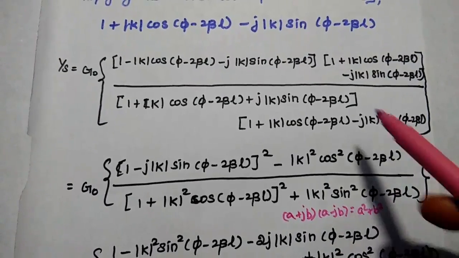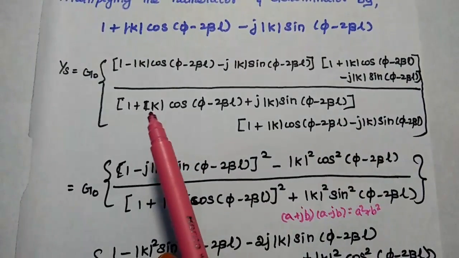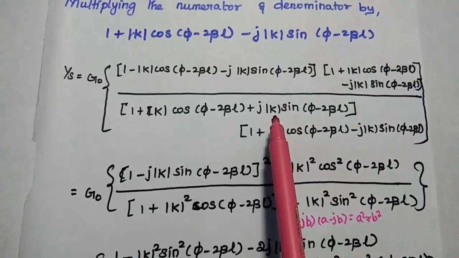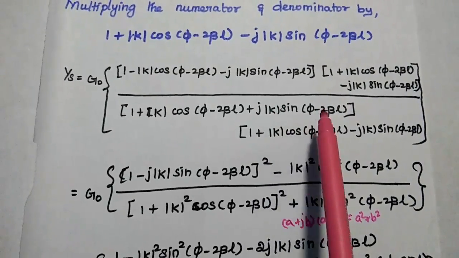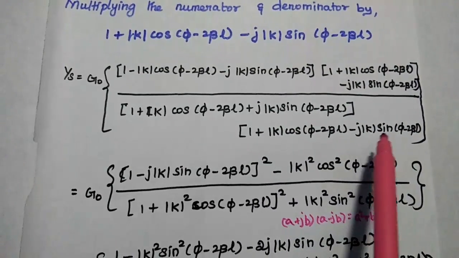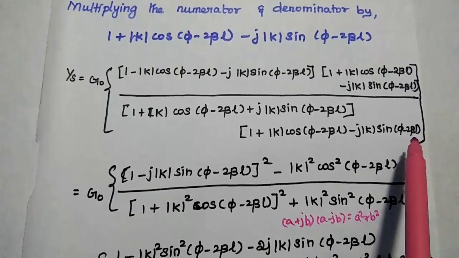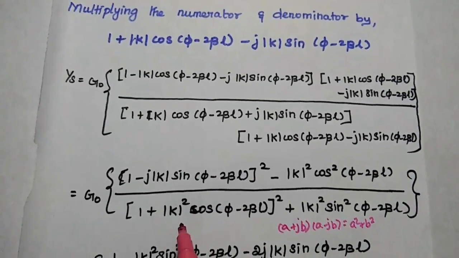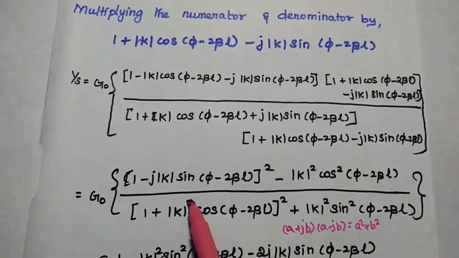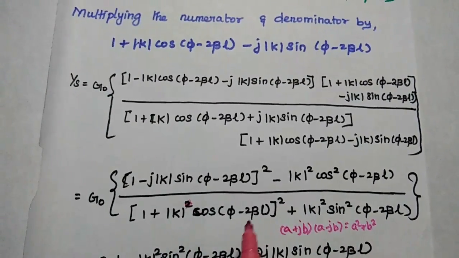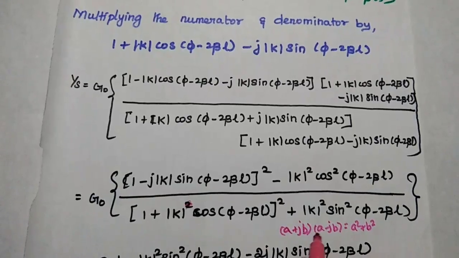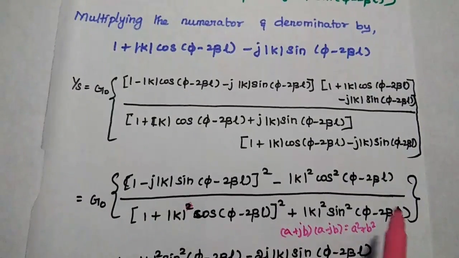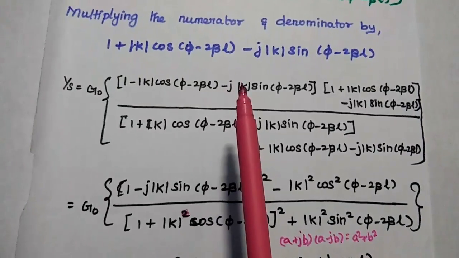The same concept applies in this denominator. We can take this 1 plus k cos(φ minus 2βL) as a. Here it is plus jk sin(φ minus 2βL), and here it is minus jk sin(φ minus 2βL). So this denominator can be written like this: 1 plus k cos(φ minus 2βL) the whole square plus b squared, which is k squared sin squared(φ minus 2βL). In the same way we can consider this numerator.